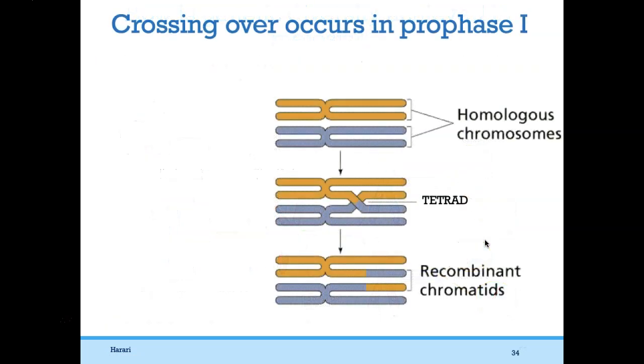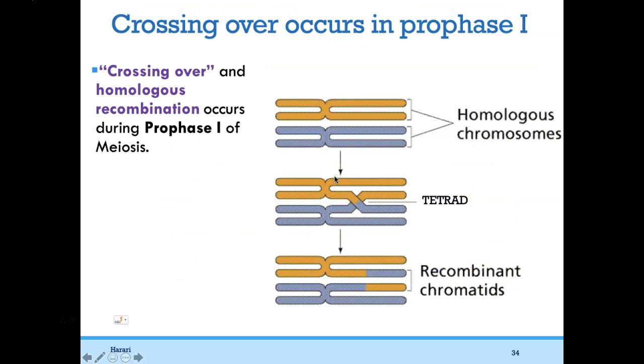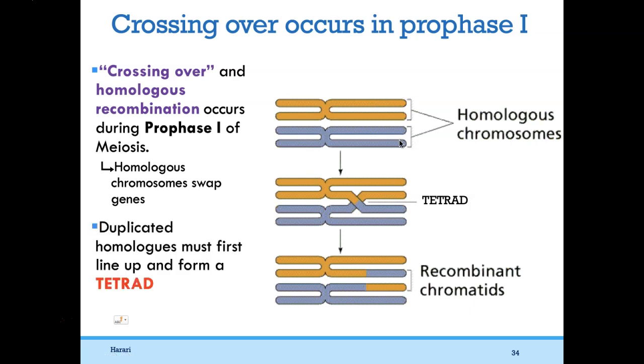And this all happens in prophase I of meiosis. This does not happen in mitosis. So these are 2 homologous replicated chromosomes. When they line up in prophase I, they swap genes, right? But first they have to form a tetrad. This is called a tetrad, when the 4 chromatids are lined up. Tetra means 4. It's also called the bivalent in the book, right?